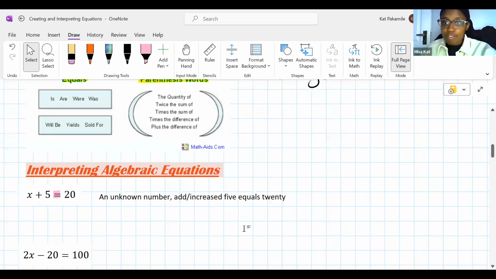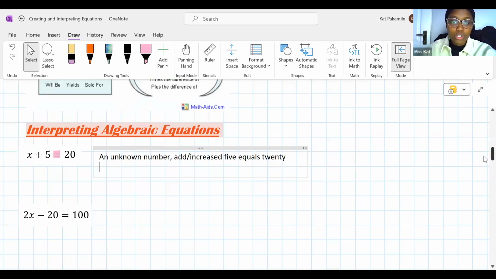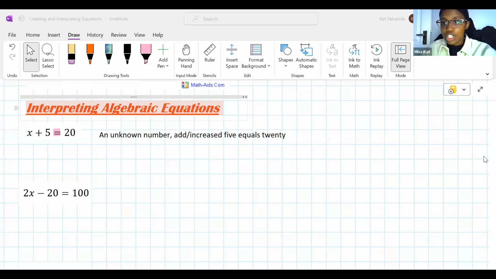Guys, we are not solving for x. You need to listen, okay? We are interpreting these expressions in words. Who's doing the second one with me? I just saw a hand go up. Chichi. Hello, ma'am.